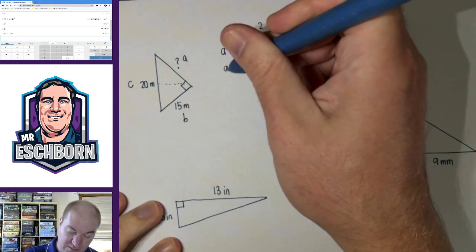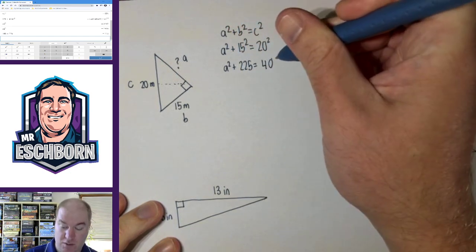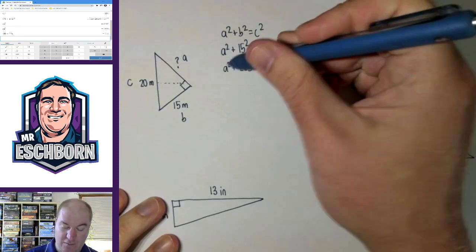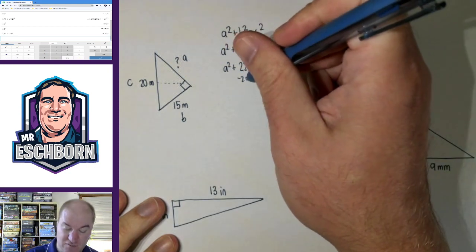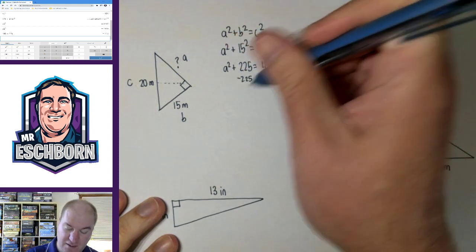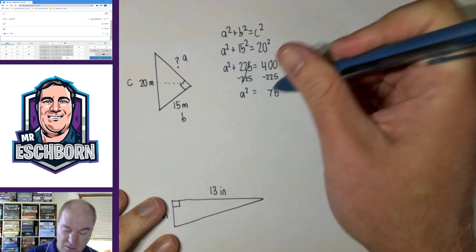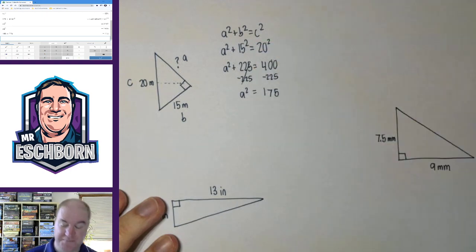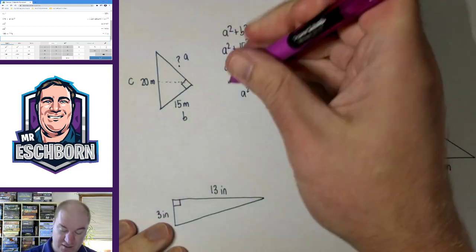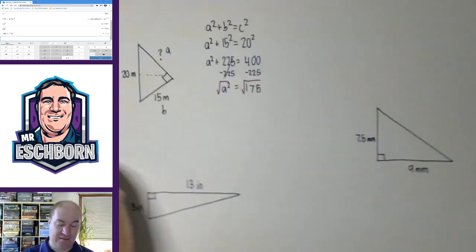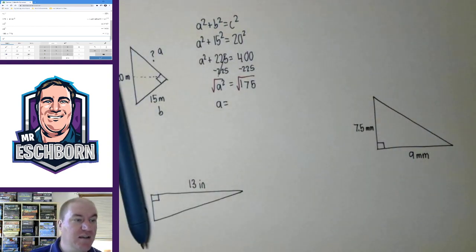So A squared, we can't simplify. 15 squared is 225. 20 squared is 400. If I want to find out what A is, I have to get that 225 to go to the other side. So I'm going to do minus 225 to both sides. And I'm going to get A squared is equal to 175. And I want to know what A is. I need to get rid of that squared. So I need to square root both sides. And the square root of 175 on my calculator here is going to get 13.22875656.